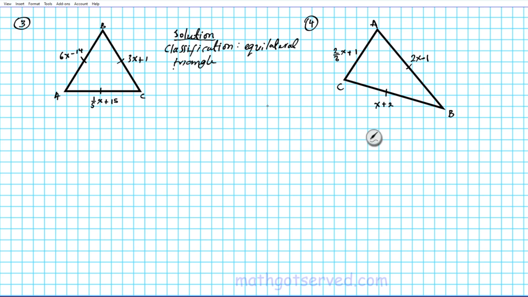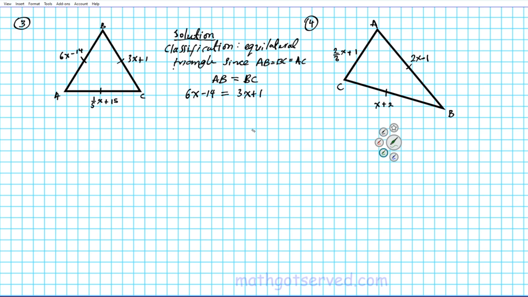All right, so now let's go ahead and figure out what the measures of each side is. So it's an equilateral triangle since AB is equal to BC and is equal to AC. Okay, so we want to start by finding out x just by using the pair of congruent sides. So AB is equal to BC. Okay, so AB is 6x minus 14 and BC is 3x plus 1.